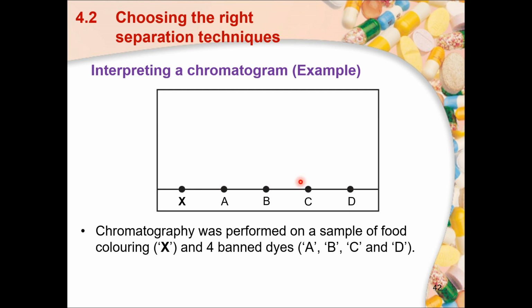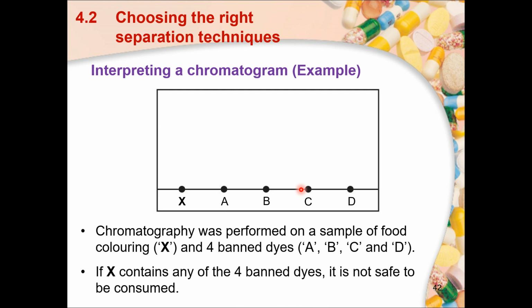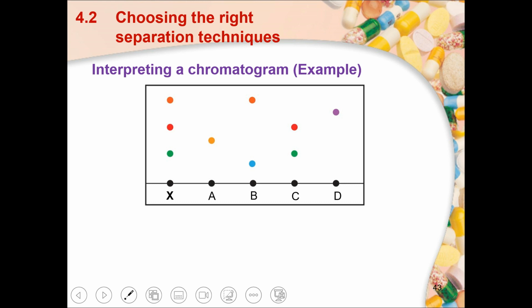We put them on the start line, and we put five samples, and then we let the solvent move the constituents up. So if X contains any of the four banned dyes, it is not safe to be consumed. You cannot eat it, it'll make you fall sick. So after the chromatography, let's say we have this type of result.